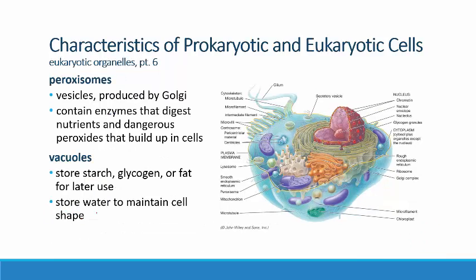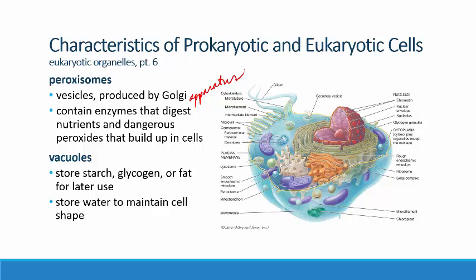Peroxisomes are also vesicles that are produced by the Golgi apparatus. Ooh, I should have had apparatus written there. I'm sorry about that. So there are vesicles that are also produced by the Golgi apparatus, and they contain enzymes whose job is to digest nutrients and any dangerous peroxides like hydrogen peroxide that can build up in the cell. And there goes my alarm again. Dadgummit. And then last of all, vacuoles are usually larger vesicle kind of structures.